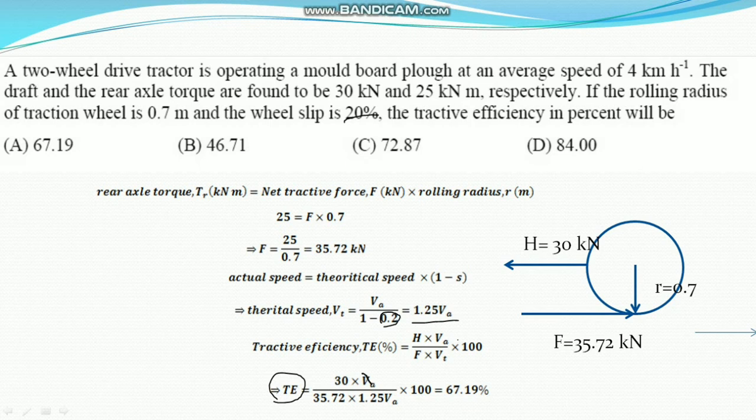Therefore Va cancels out. Here you will notice that 4 km per hour we don't use, since it will be cancelling. Therefore 30 divided by this much, times 100, gives the tractive efficiency in percentage, which will be 67.19%. Therefore the answer is 67.19.